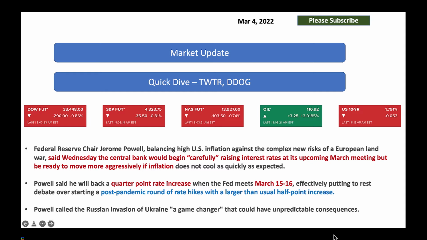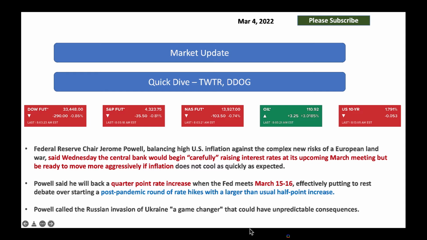Let's take a look at the market. Market is very volatile. Be very careful. And we got geopolitical tensions, Ukraine, Russia, and also the Fed is looming. They might increase the rates. And we got an unemployment report coming today. So with that, let's also do a quick deep dive on Twitter and Datadog. So with that, let's jump in.